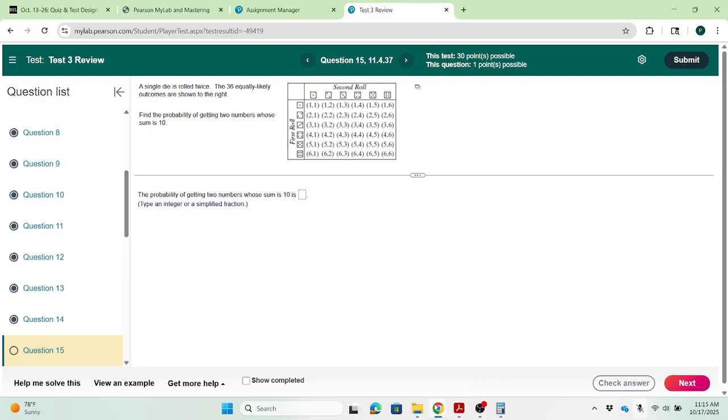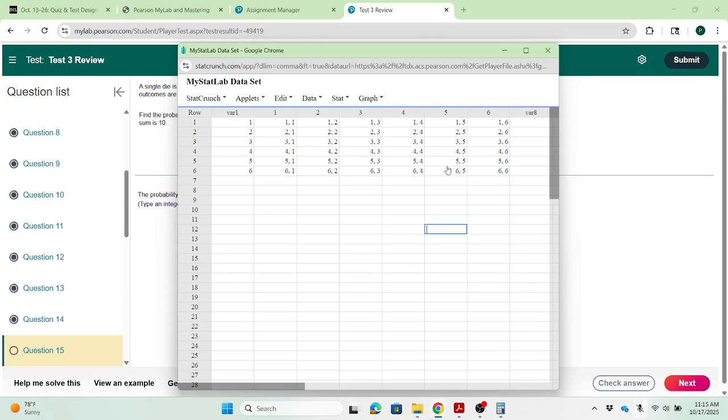So go back to the start and find the two numbers whose sum is 10. If you go here, it's either 6 and 4, or 5 and 5, or 4 and 6. Only three of them have a sum of 10. Other than these three, all other outcomes have a sum not equal to 10.